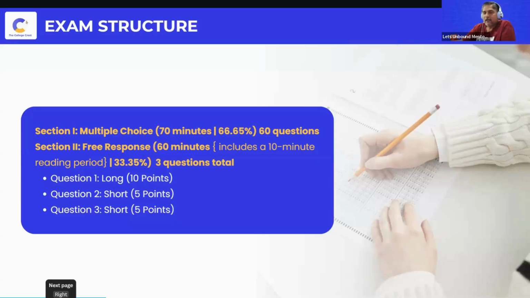And if I talk in terms of the preparation which is required, both the sections require a very different type of preparation. Okay, attempting a multiple choice type question is very different from attempting a free response question. So as far as your FRQs are concerned, your fundamental knowledge is definitely tested with these type of questions.